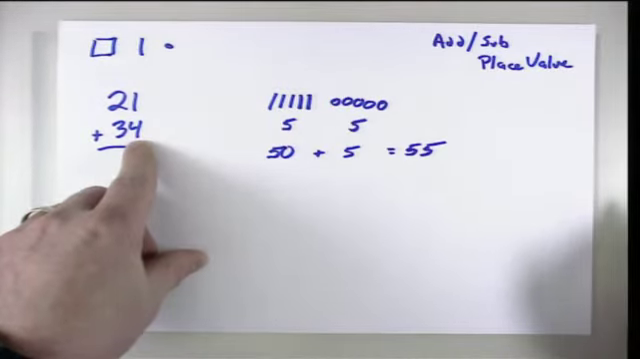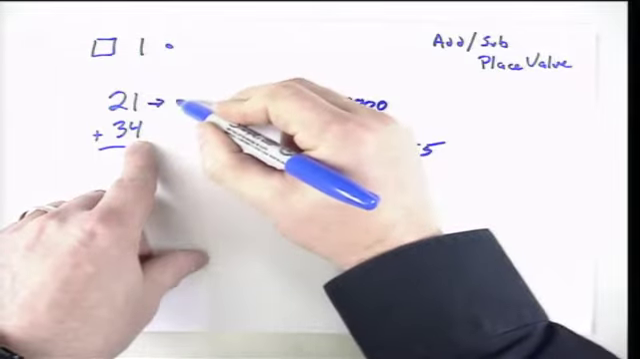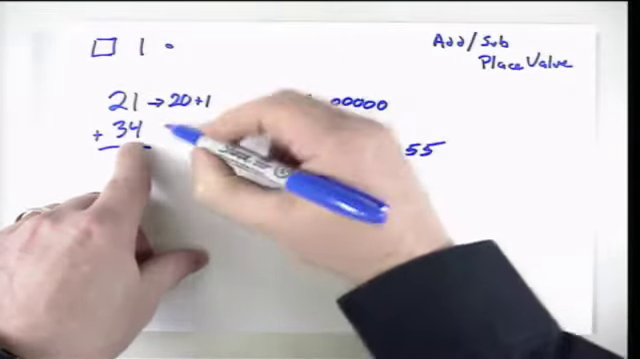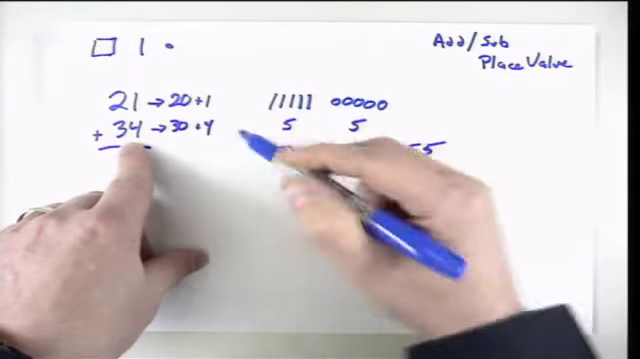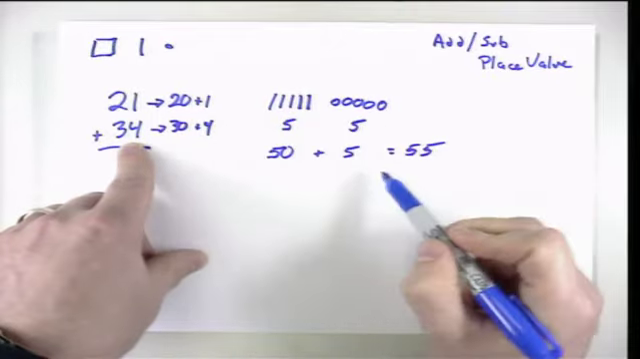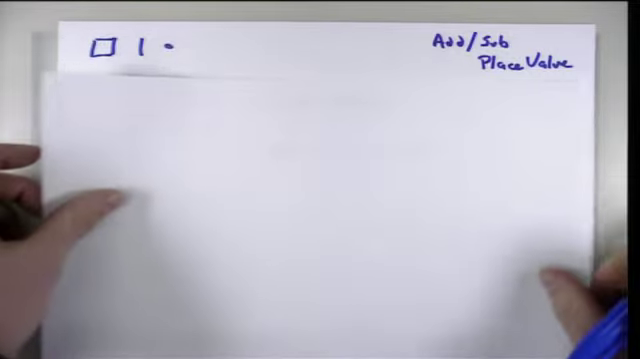Essentially what we've done is decompose both of these numbers and said, think about 21 as 20 plus 1, and think about 34 as 30 plus 4. Now we can add our ones, add our tens, and recompose that number based on place value. So that's how we would add a number like 21 and 34. Let's take a look at a second example.